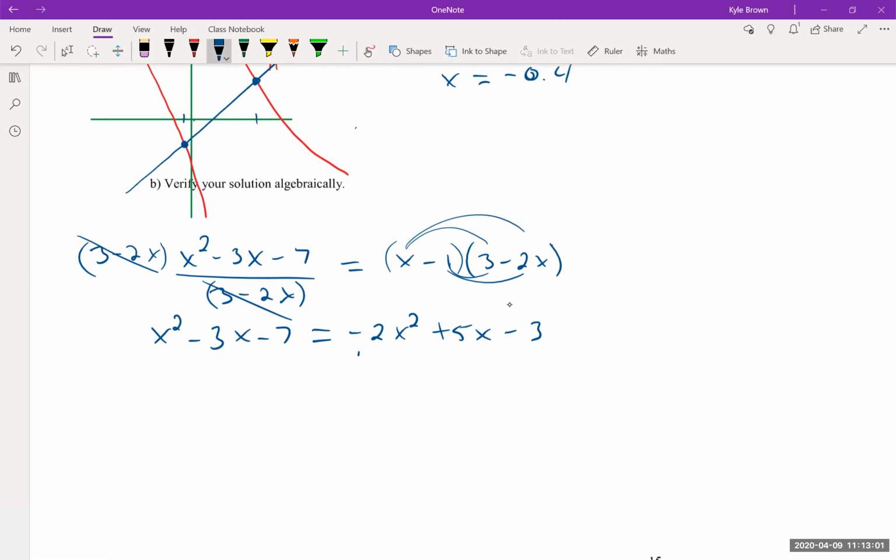I'm going to go plus 2x squared on both sides, minus 5x, and plus 3. That just gets rid of everything, I'm just putting them all together nicely. So on the right side, we get 0. After adding all these up, we get 3x squared minus 8x minus 4.